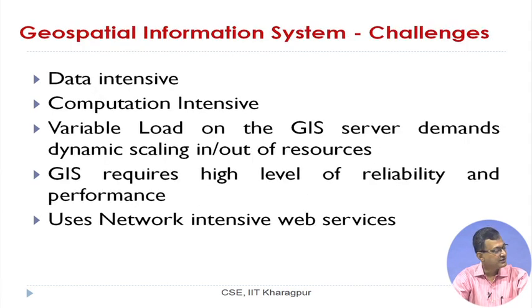So these are the different components, and what are the major challenges faced with this sort of huge spatial data? It is data intensive and computation intensive. If I want to find a shortest path from A to B, and I represent the road network as a graph, with a huge volume of roads, then it is extremely computationally intensive. Not only that, if I want to do some sort of overlaying, then also it is computationally intensive. So variable loads on the GIS server demand dynamic scaling in and scaling out of the resources.